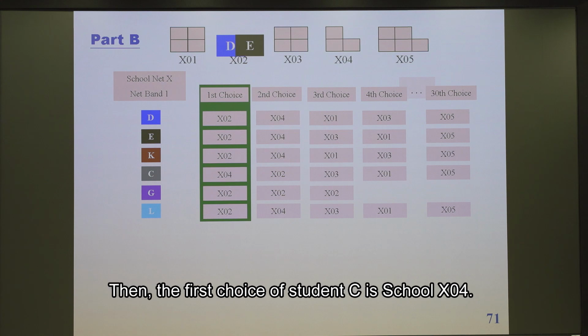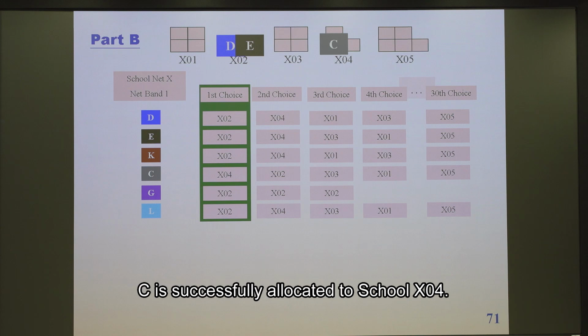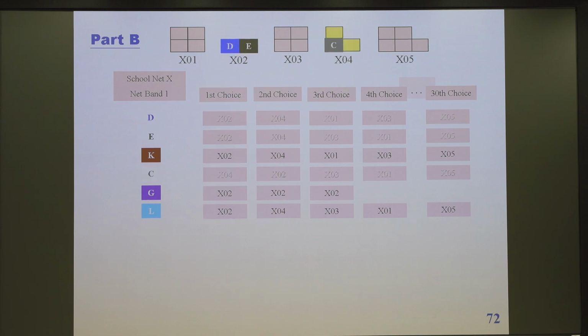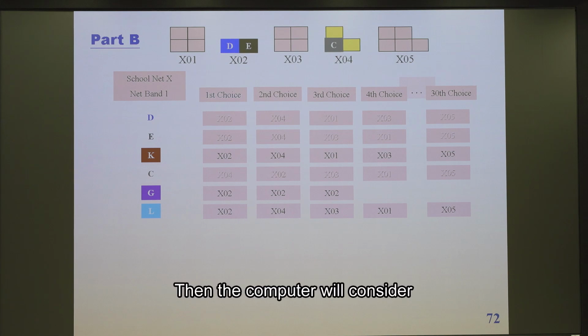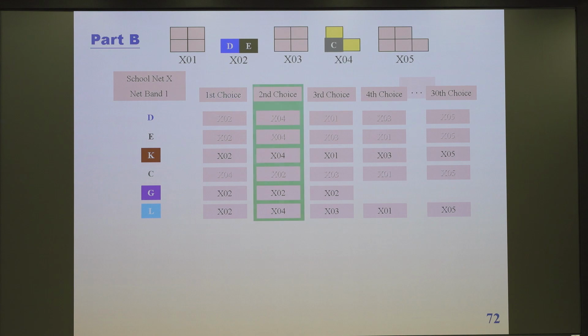Then, the first choice of student C is school X04. As there are 3 places in school X04, C is successfully allocated to school X04. The next students, G and L, have school X02 as the first choice. Since school X02 is already full, they are both unsuccessful. Then the computer will consider the second choice of all the unallocated students.